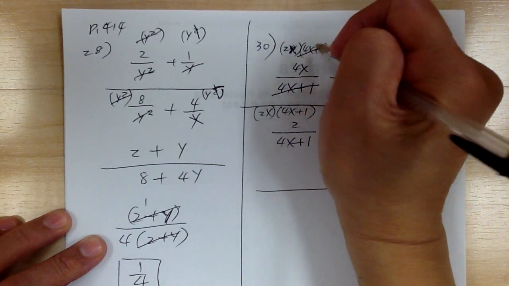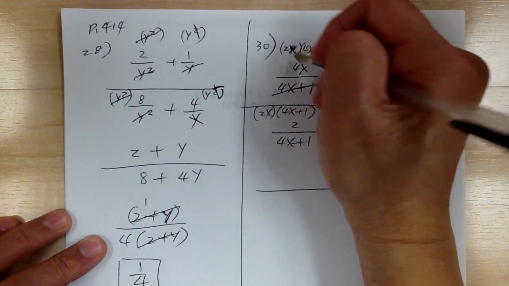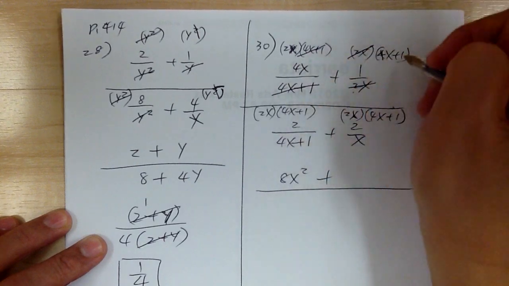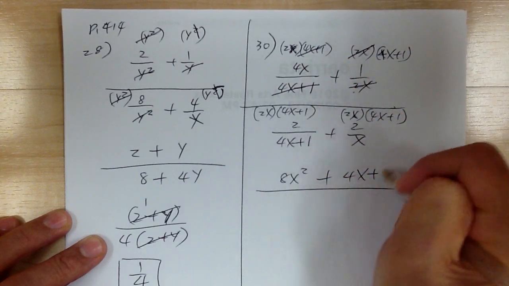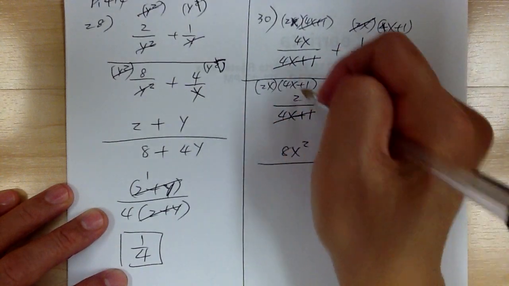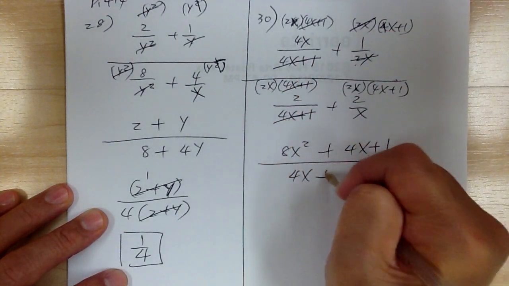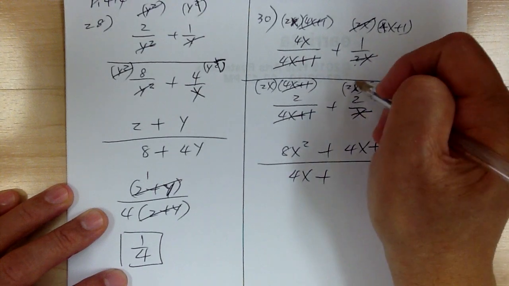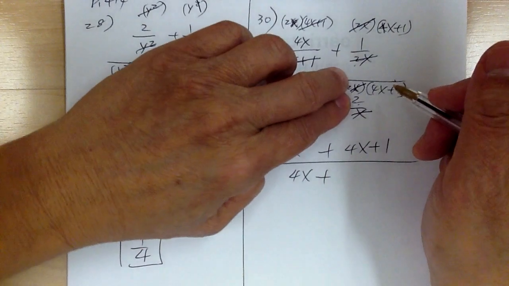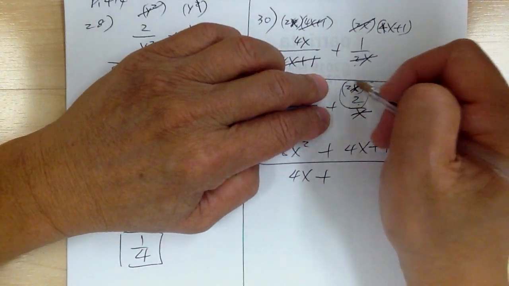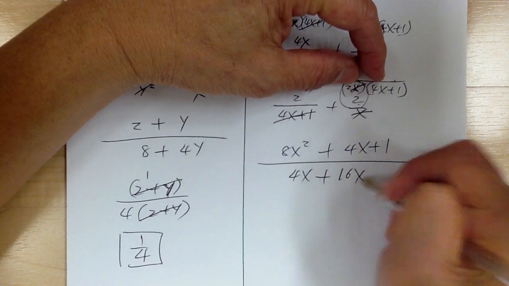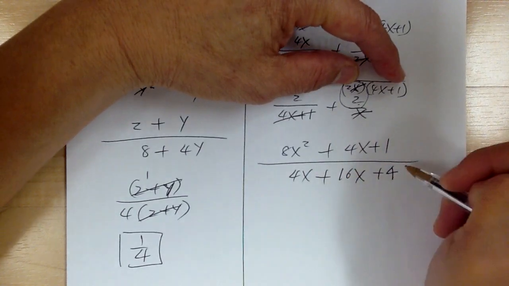So this and this cancel out. So the leftover, when you multiply, you get 8x squared. This one cancels with that, so you're going to get 4x plus 1. And then on the bottom, this cancels with that, so you get 4x. Over here, the x cancels out, so you're going to get 2 times 2 times that, so that's 4. So multiply this first. So 4 times that will give you 16x plus 4.